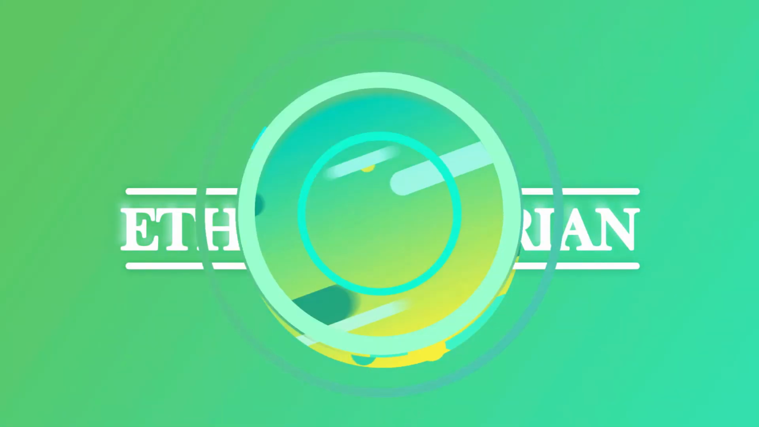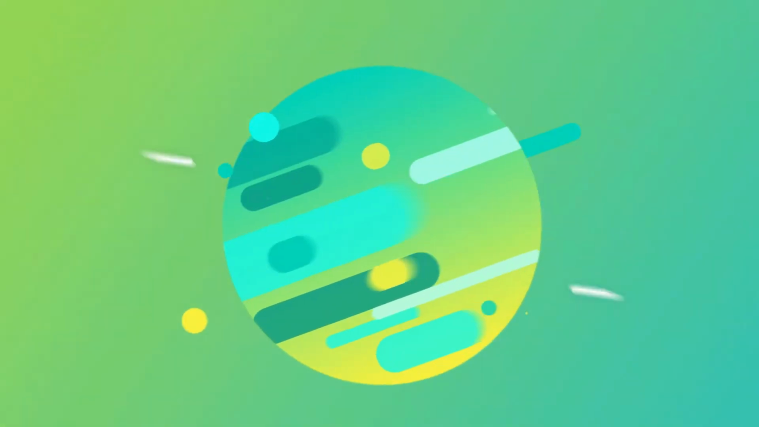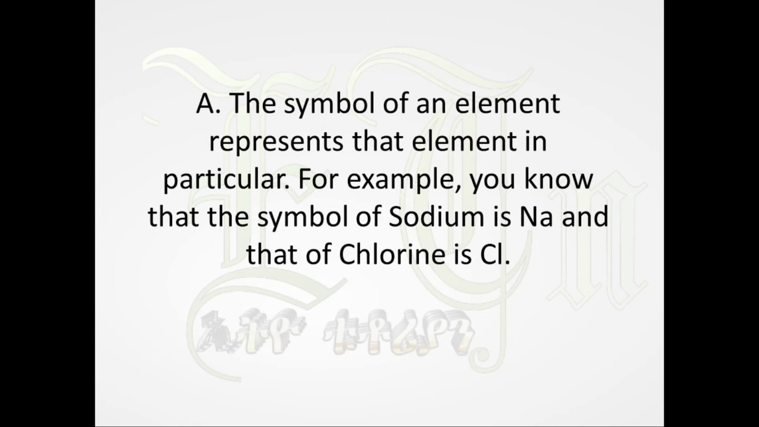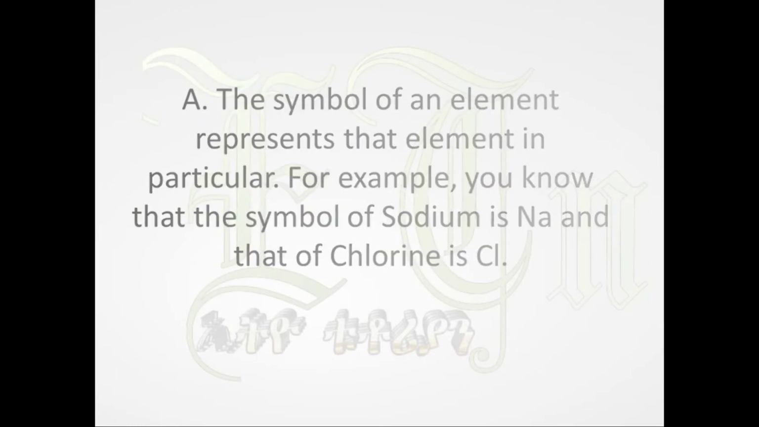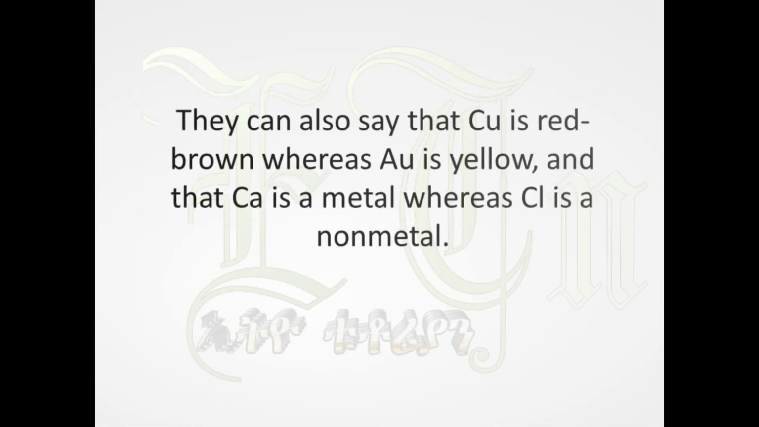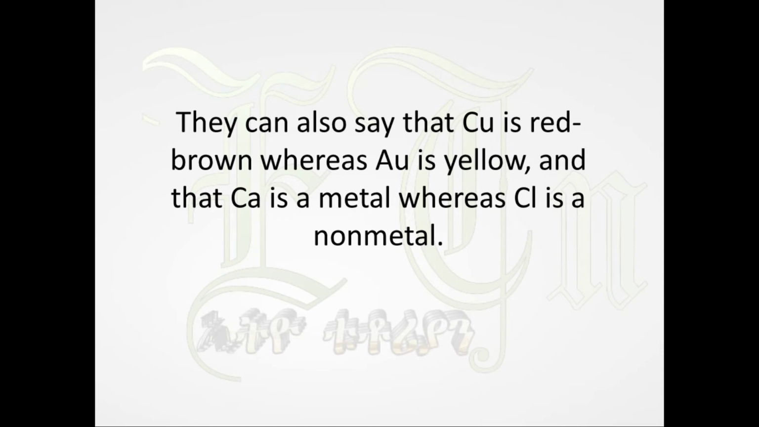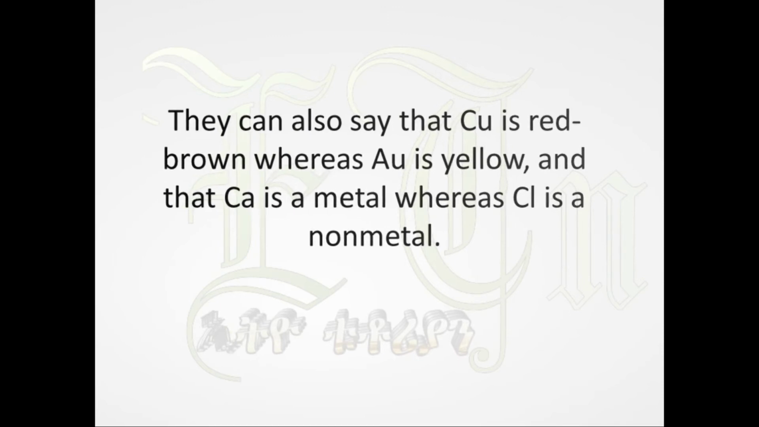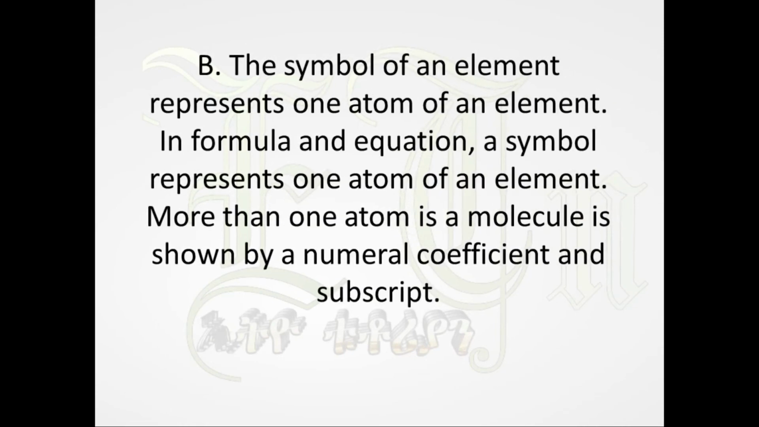In your conclusion, make your students understand what the symbol of an element actually represents. The symbol of an element represents that element in particular. For example, do you know that the symbol of sodium is Na, and that of chlorine is Cl? So, instead of saying the compound common salt is made up of the elements sodium and chlorine, the students say that it is made up of Na and Cl. They can also say that Ca is red-brown whereas O is yellow, and that Ca is a metal whereas Cl is a non-metal. B. The symbol of an element represents one atom of an element.